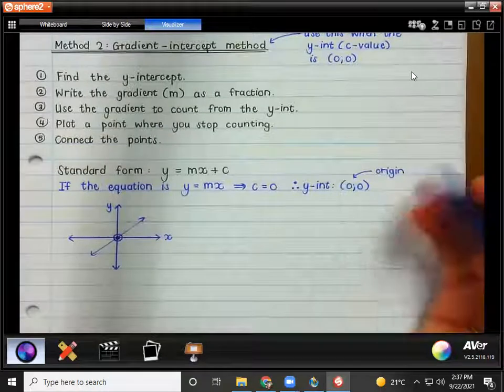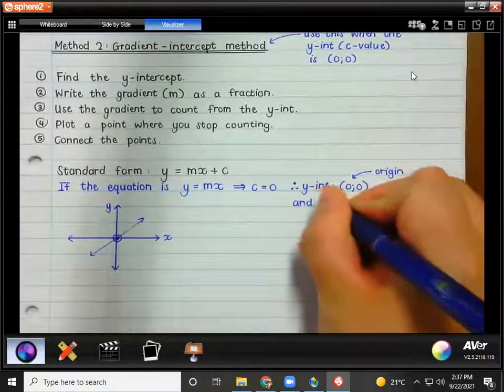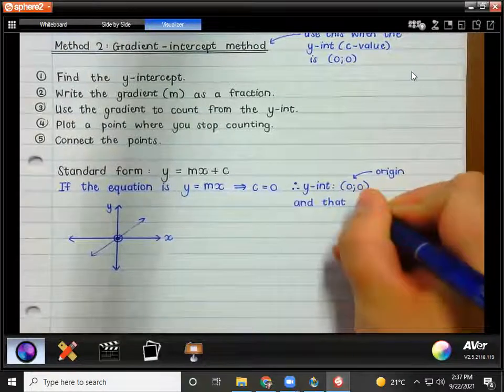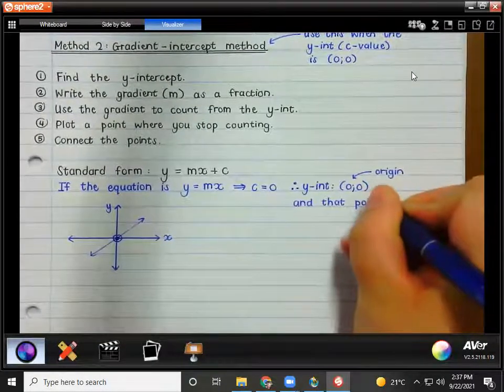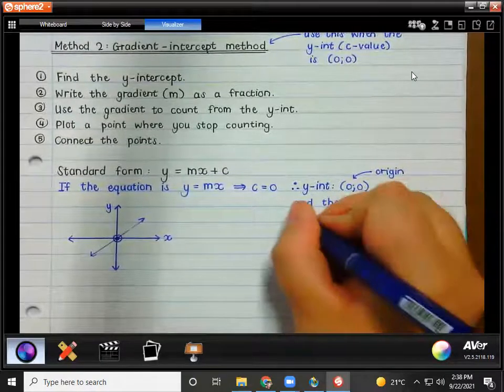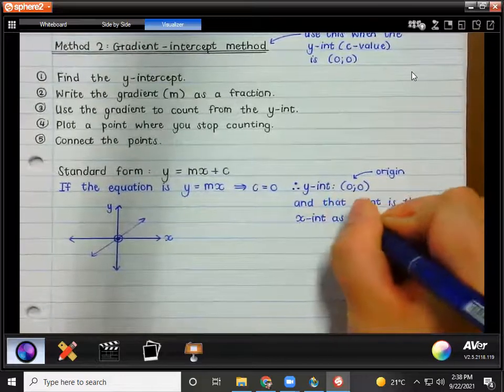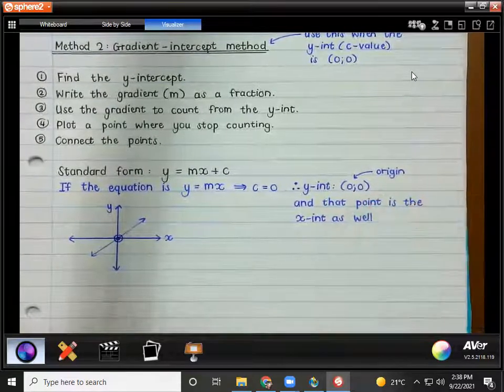So here underneath, you can say, and that point is the x-intercept as well.